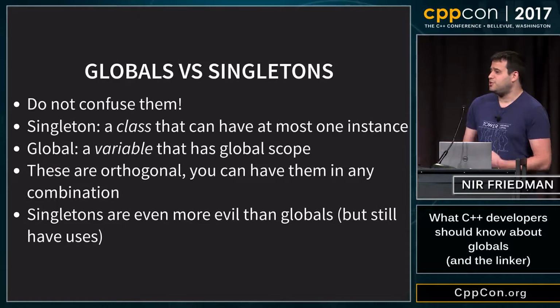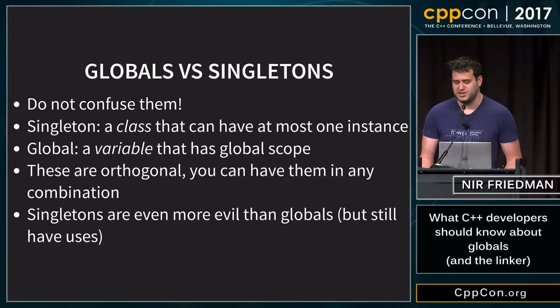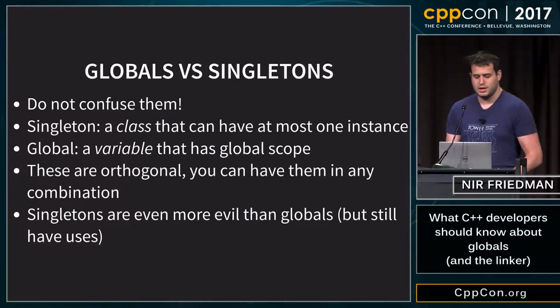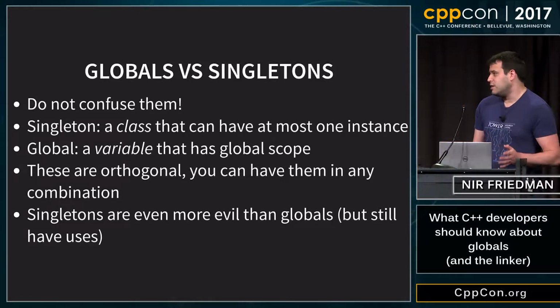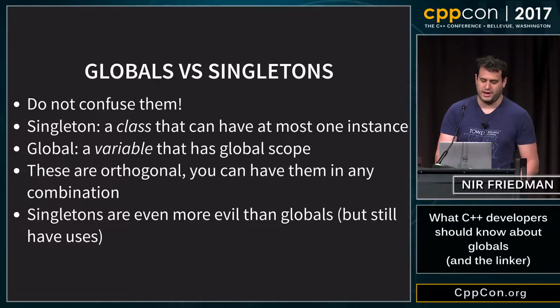That's okay. These two are actually orthogonal. You could have any one or both without the other. A singleton that's not a global is rare, but that could exist as well. But lots of globals are not singletons. In general, and I'll come back to this point, singletons are even worse than globals, and I discourage them. I'll explain a bit why later.